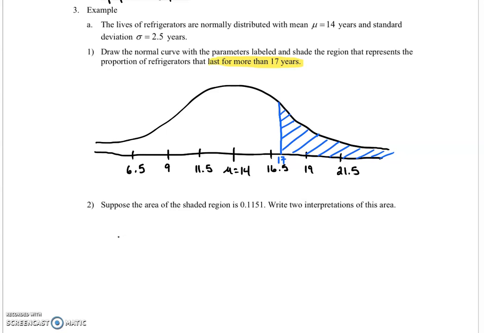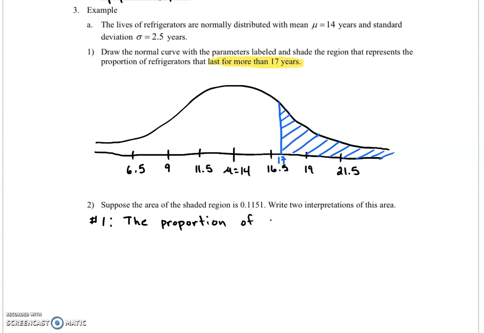Now, we'll learn in the next section how we actually figure out that area. But suppose the area of the shaded region is 0.1151. Write two interpretations. So interpretation number one, remember there's two ways. It's either the proportion of the population or the probability that a randomly selected individual from the population has the characteristic.